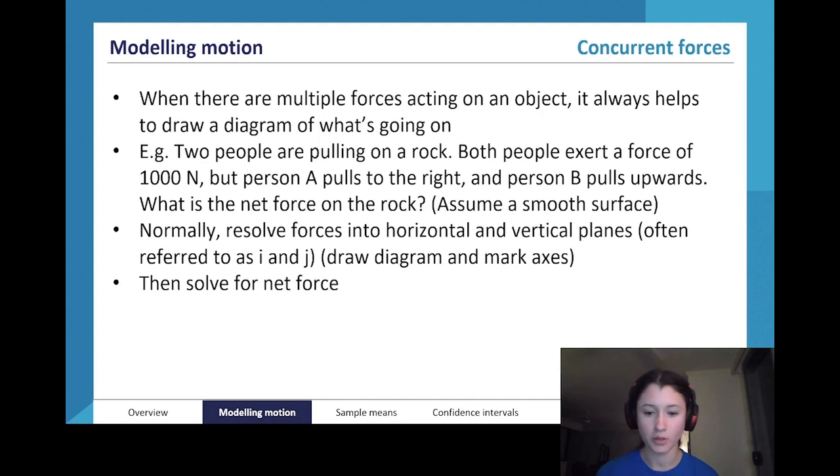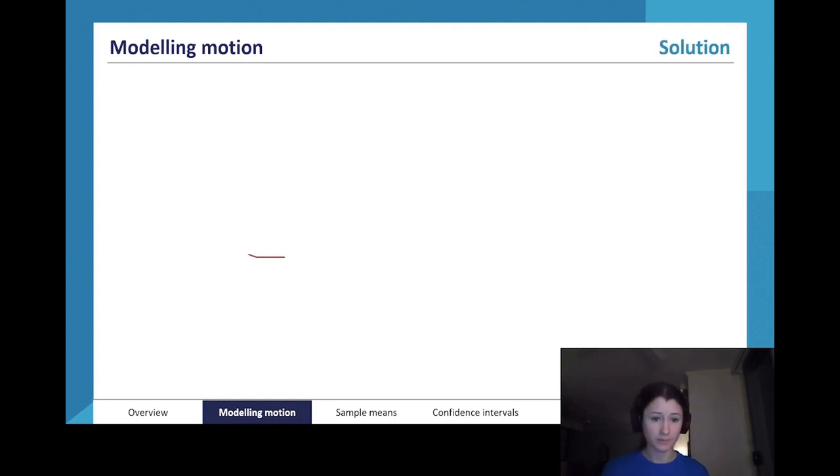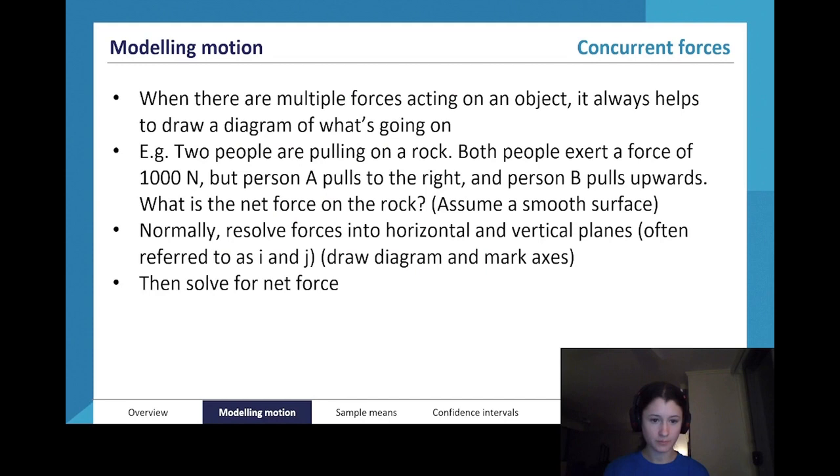Alright, so for this example here, what we're going to first do is draw a diagram. So, both people exert a force of 1,000 newtons. Person A pulls to the right and person B pulls upwards. So, person A, person B. Both these arrows, 1,000 newtons. And we want to find the resulting force, F net. Have we missed anything? No.